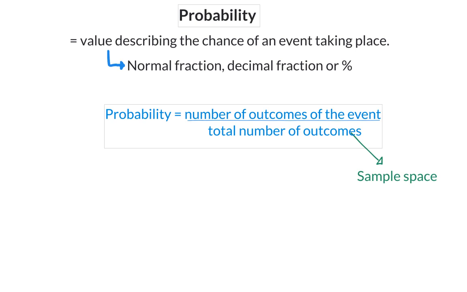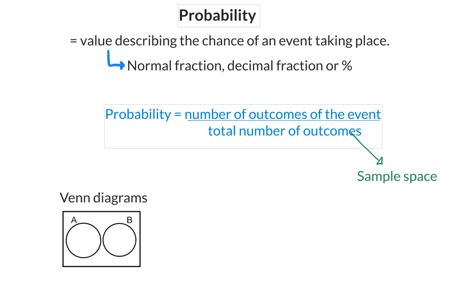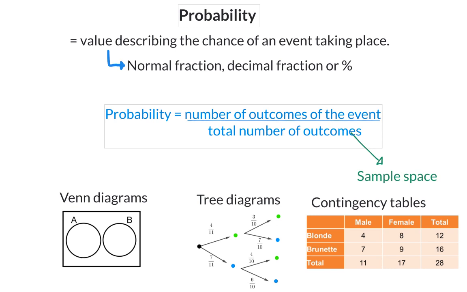When working with probability, there are specific representations that can help you with your calculations. We will work with Venn diagrams, tree diagrams, and contingency tables. I will make use of Venn diagrams to explain the different terminology, but later on, we will also have an in-depth look at Venn diagrams, tree diagrams, and contingency tables.